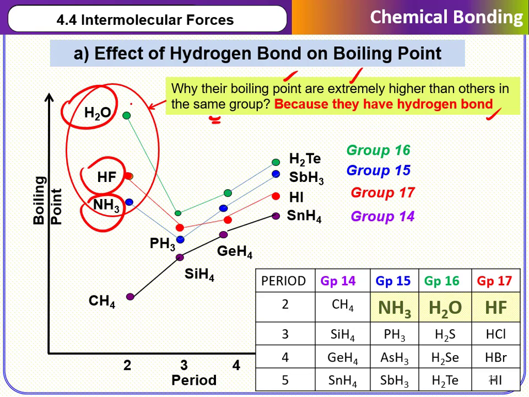Water. Why does water have the highest boiling point? We know that water boils at 100 degrees Celsius because water can form the highest number of hydrogen bonds compared to HF and ammonia. That's why water has the highest boiling point if we compare to the others.